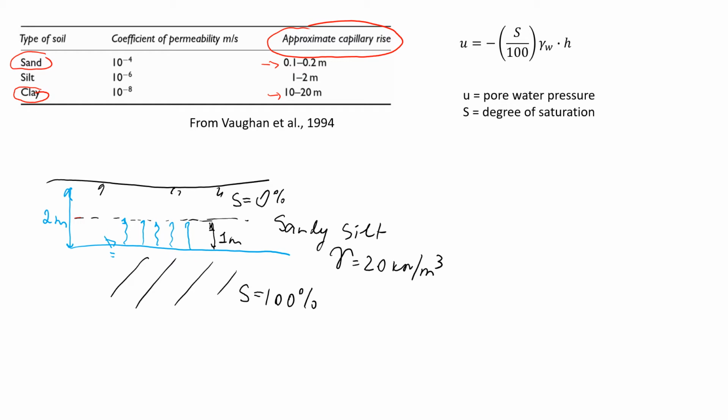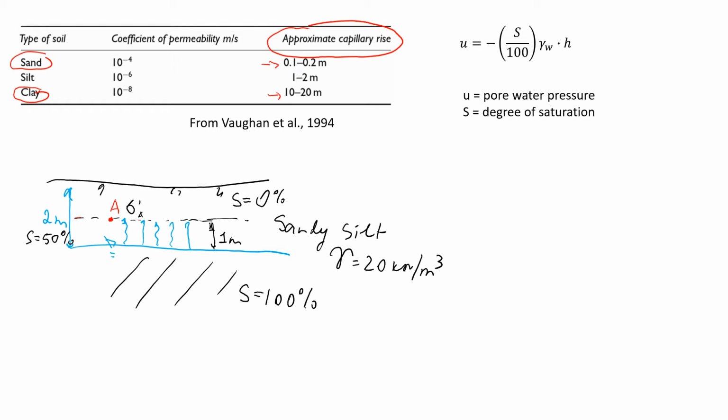Now let's see how it will affect stresses in the soil. We're going to take point A, which is right on this boundary. Let's say that because of the capillary rise, the degree of saturation of this capillary zone will be 50%. What we're going to do now is find the effective stress at point A, right above point A and immediately below point A. In this case we will consider the effect of capillary rise.